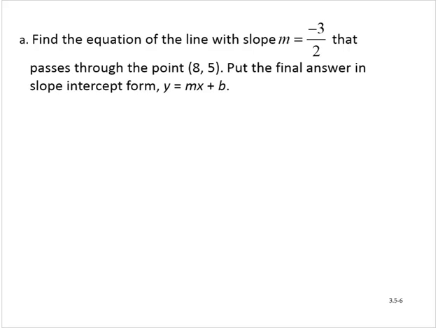Find the equation of the line with slope m equals -3/2 that passes through the point (8, 5). Put the final answer in slope-intercept form, y equals mx plus b.